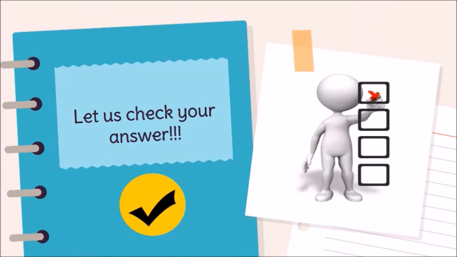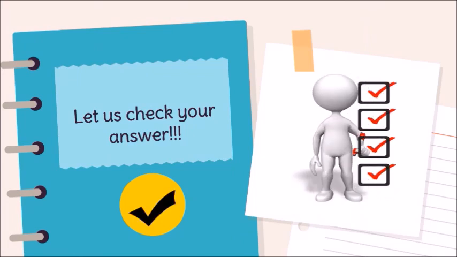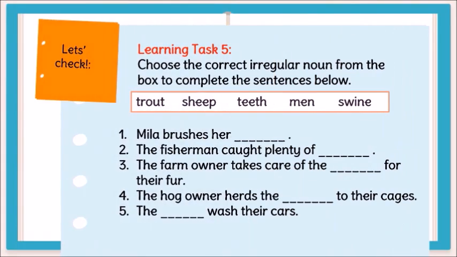Let us check your answer. Let's check learning task 5. Number 1. Teeth. Number 2. Trout. Number 3. Sheep. Number 4. Swine. Number 5. Men.